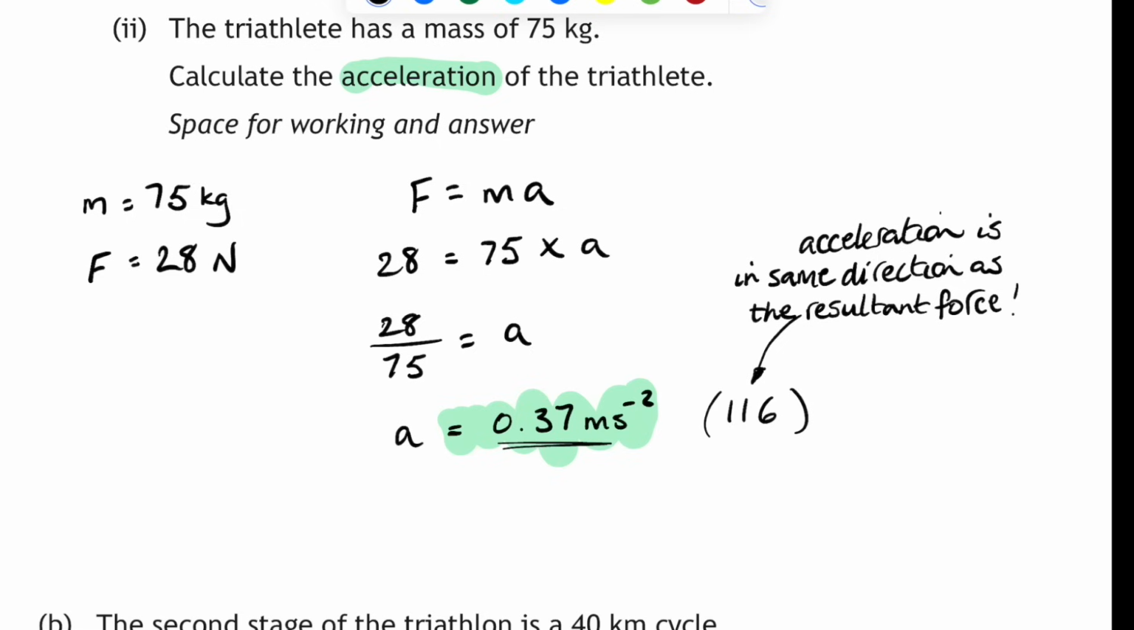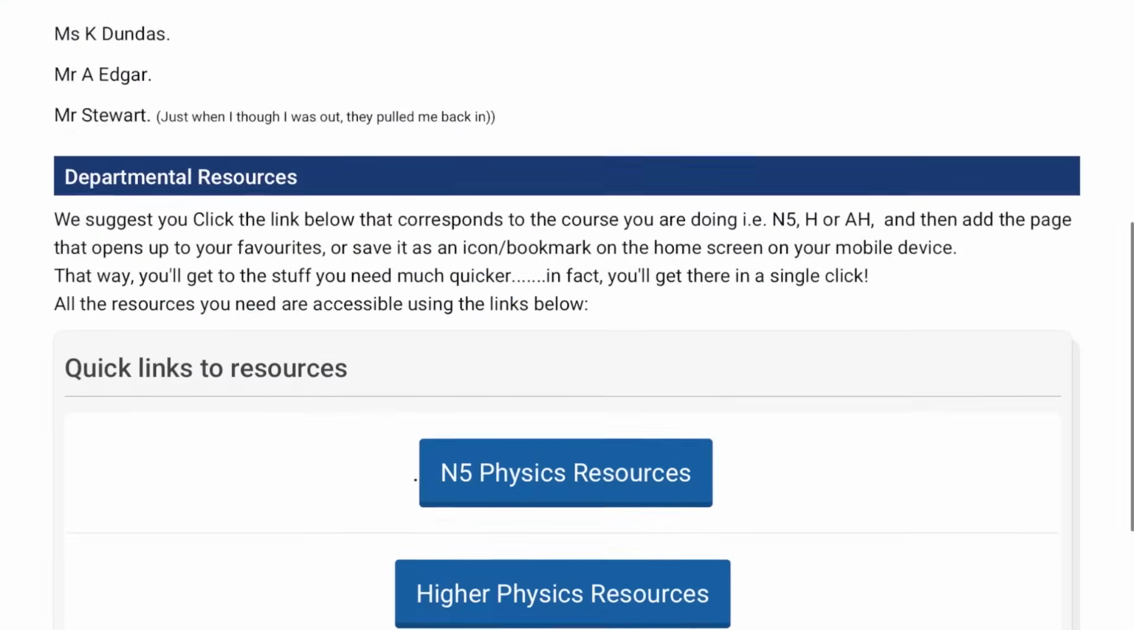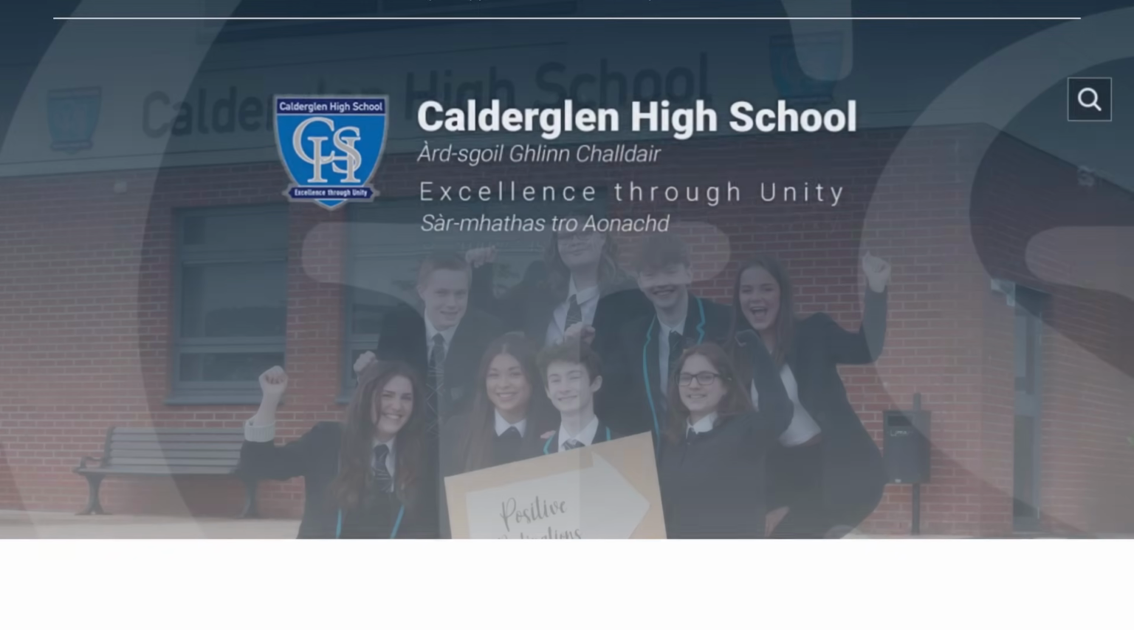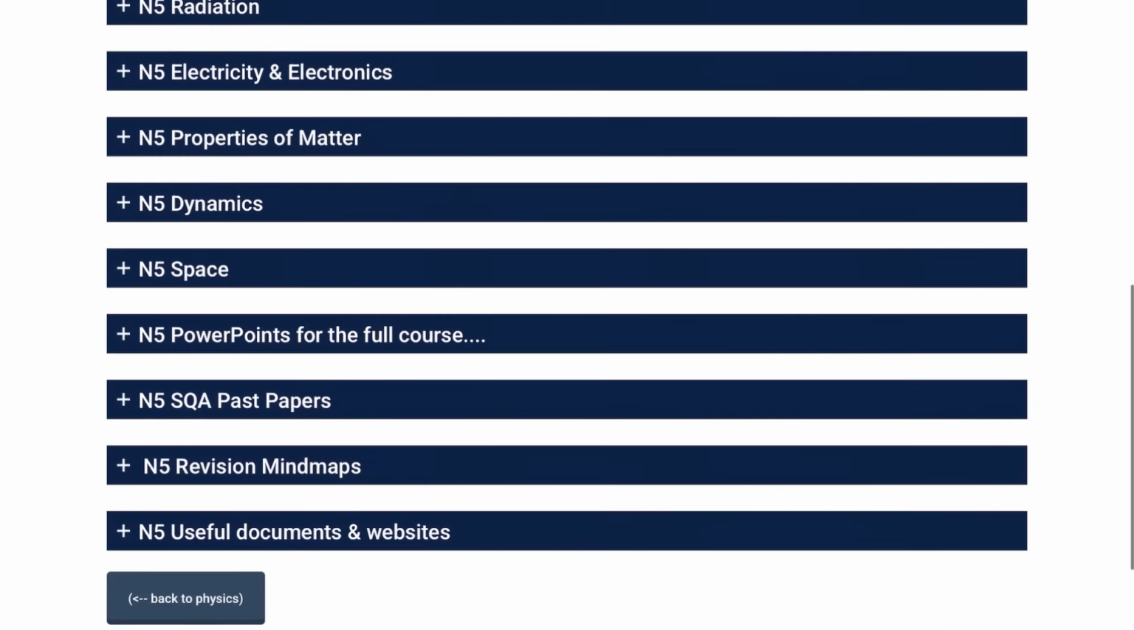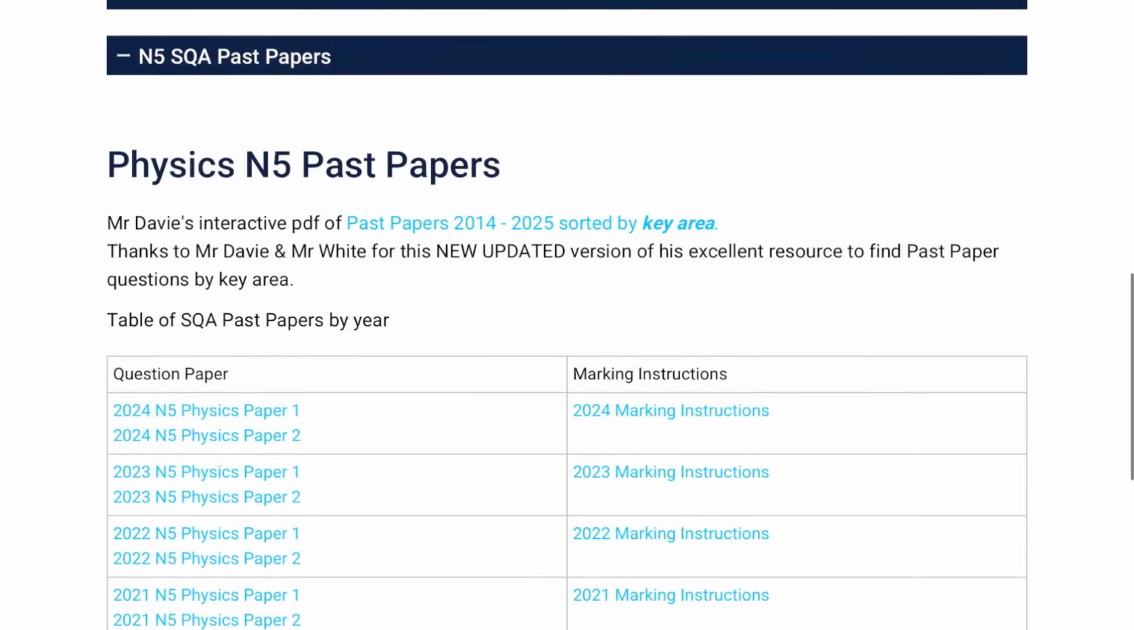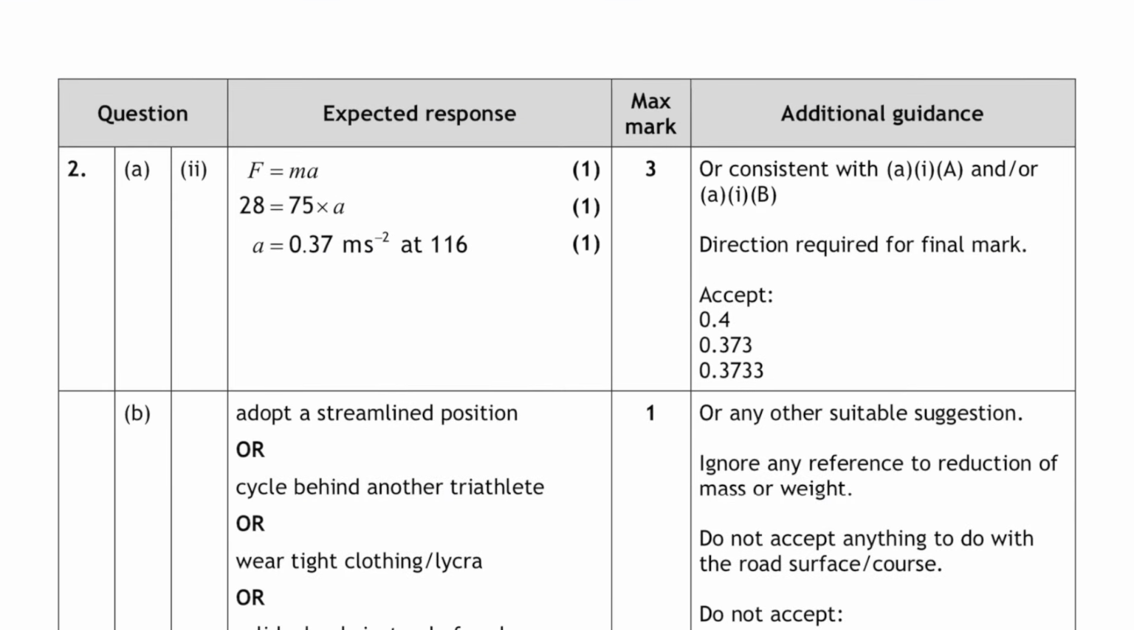In fact, this is maybe a good time to have a look at the SQA marking instructions, which you will also find on the Calder Glen High School webpage. So if we go to the National 5 Physics page, go to the table of past papers, and the marking instructions are on the right hand side of the table there. So I'm clicking on the 2024 marking instructions and going to question 2, part A, part 2. And there is our answer of 0.37 metres per second squared for the acceleration with the bearing of 116. And notice on the right hand side there, it says direction required for the final mark. So if you don't put the direction in, you're going to lose that final mark there.